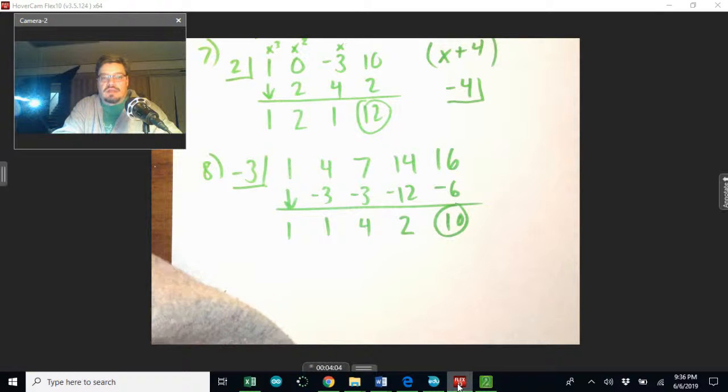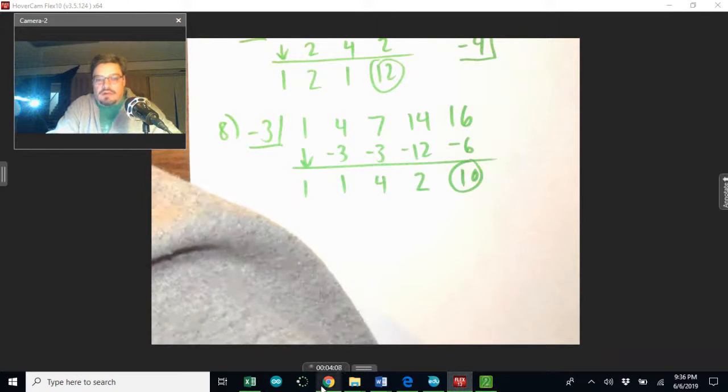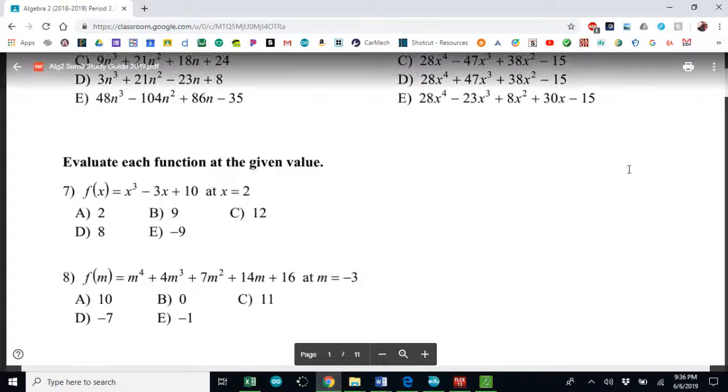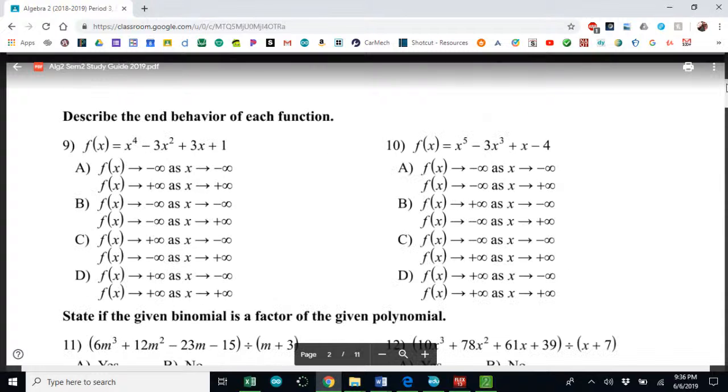Okay, so that's 8. We'll do number 9. Gonna chug right along here. Number 9. I wish I had a hard copy here. My printer is at school.